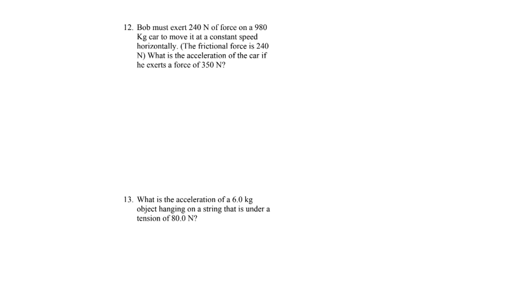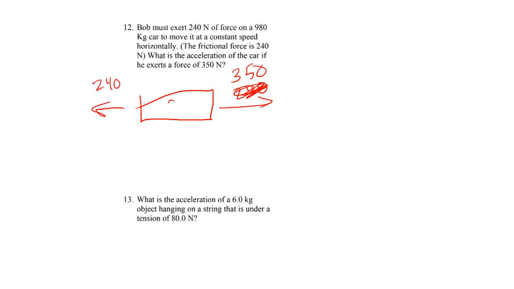Bob must exert 240 newtons of force on a 980 kilogram car to move it at a constant speed horizontally. Can he do it? Yes, he can. The frictional force is 240. What is the acceleration of the car if he exerts 350? Well, let's draw a picture. Here's the car. It's an import. So he's pushing this way, not at 240 anymore, he's pushing at 350, and the frictional force is 240, and the mass is 980.